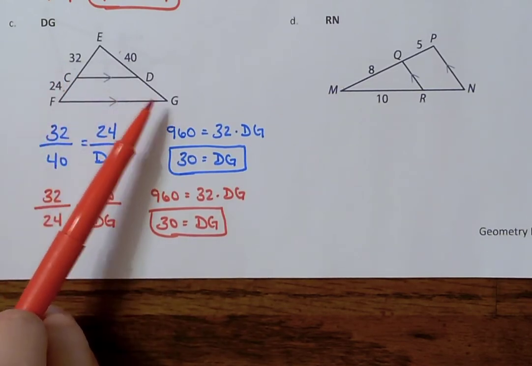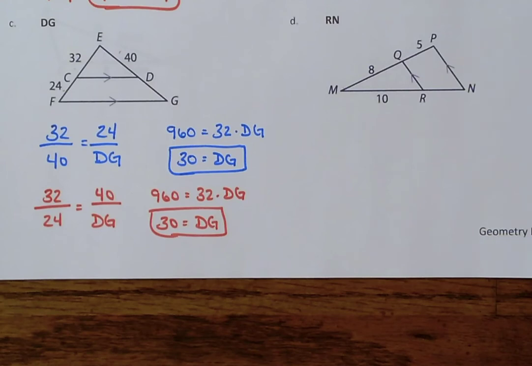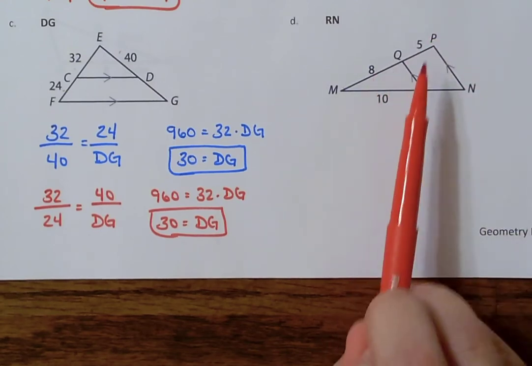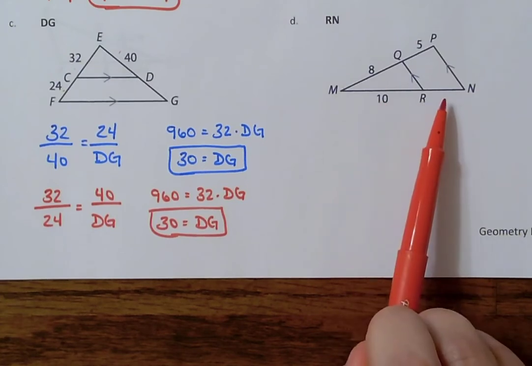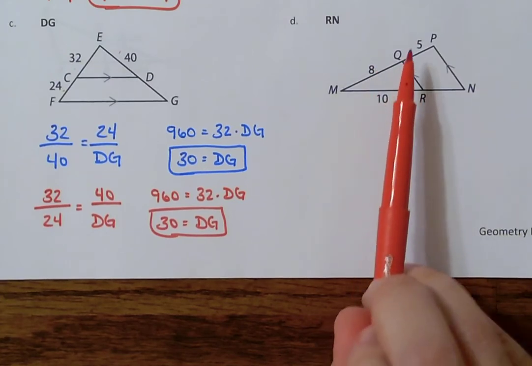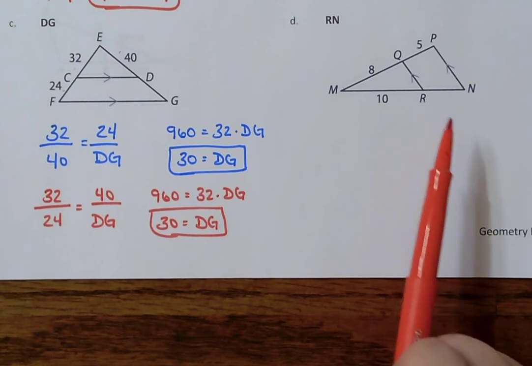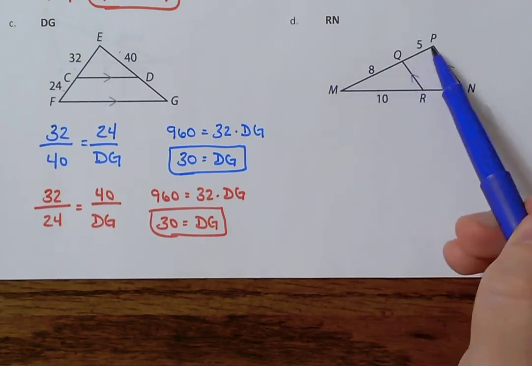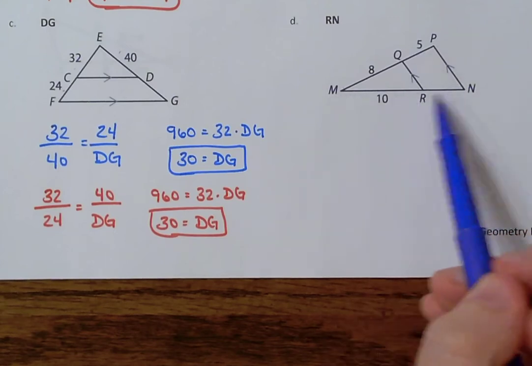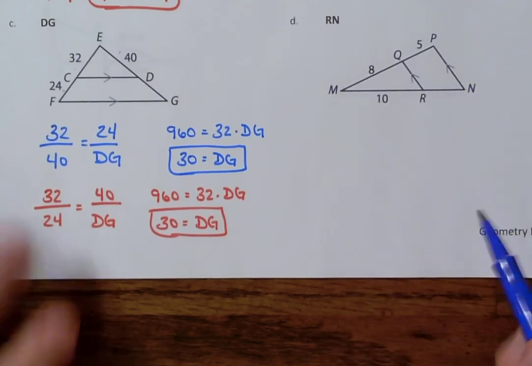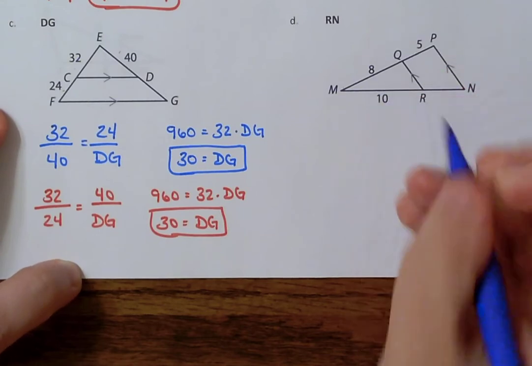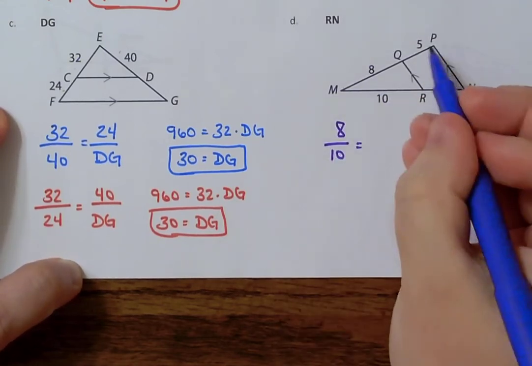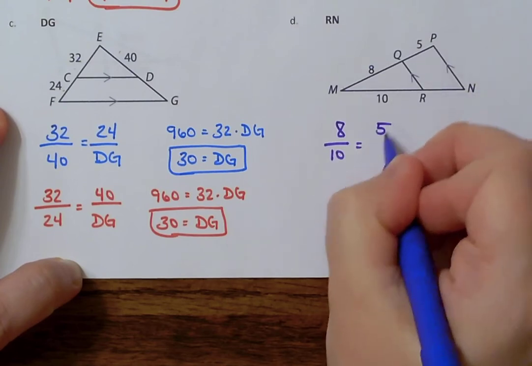not crossing across the triangle. So if we look at D, you could set it up as 8 over 5 equals 10 over RN, or you could do 8 over 10 equals 5 over RN. Up above, we would have done 8 over 5 equals 10 over RN. I'm just going to run through it by doing 8 over 10 equals 5 over RN.